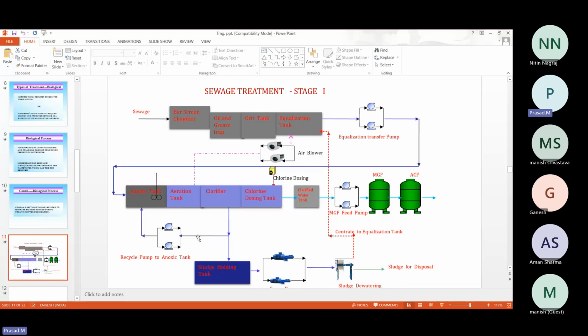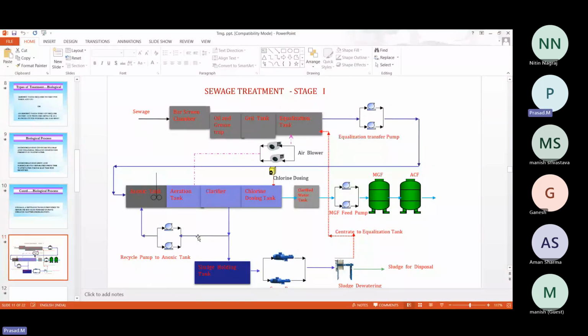it will go to the multigrade filter and activated carbon filter. The multigrade filter will again reduce the suspended solids that remain in the sewage. Multigrade filter, or you can say pressure sand filter. Multigrade filter is a combination of coarse and fine sand, and pressure sand filter is nothing but fine sand only.